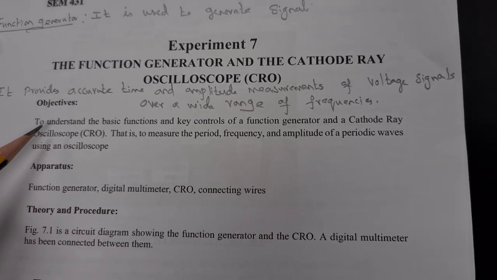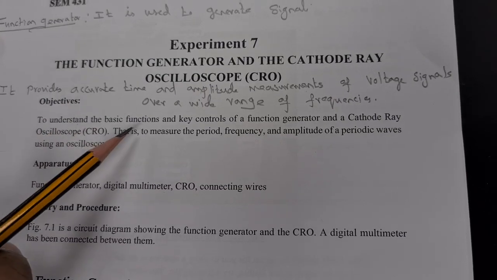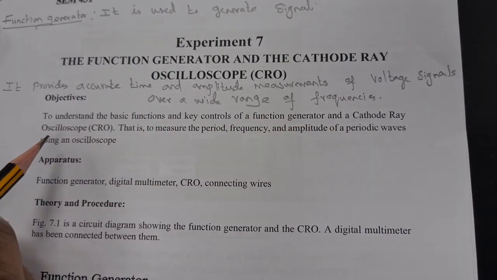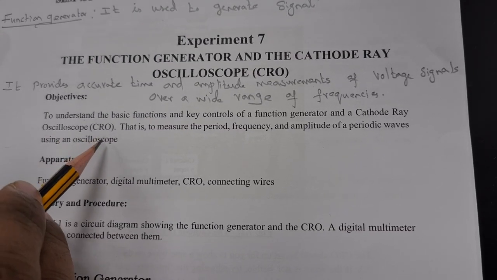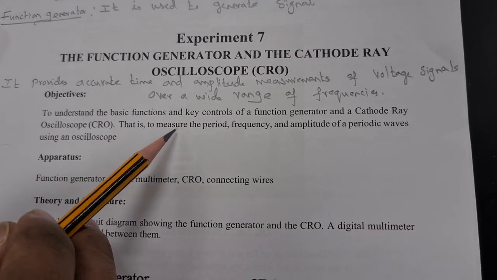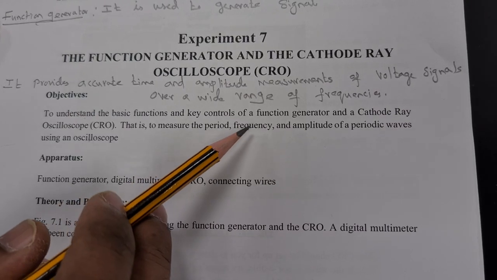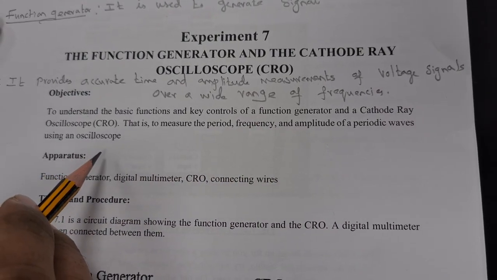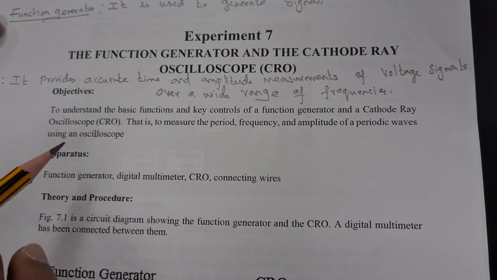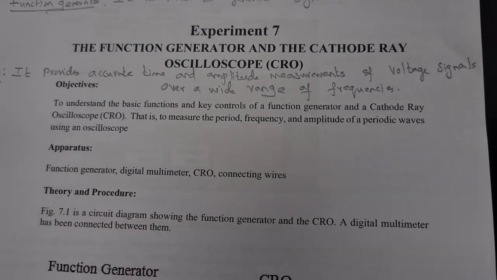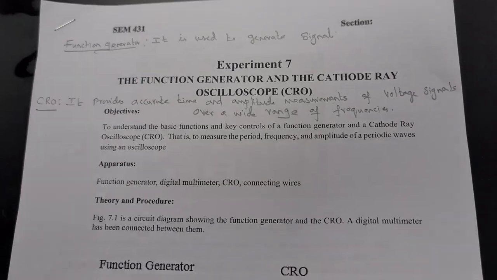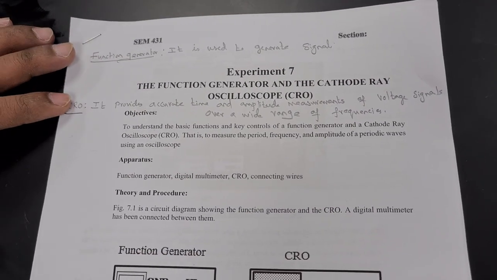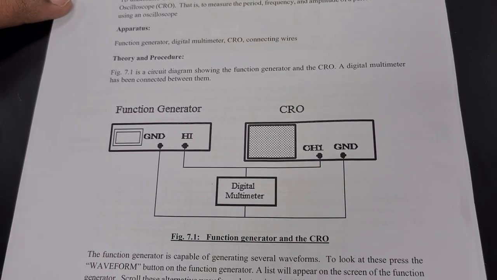What is our objective? We are going to understand the basic functions and key controls of a function generator and a cathode ray oscilloscope. And by this, we are going to learn how to measure the period, frequency, and amplitude of a periodic wave by using an oscilloscope. Clear? So in this experiment, we are going to learn something about both devices. What are the both devices? The function generator and CRO. Understand, my dear?